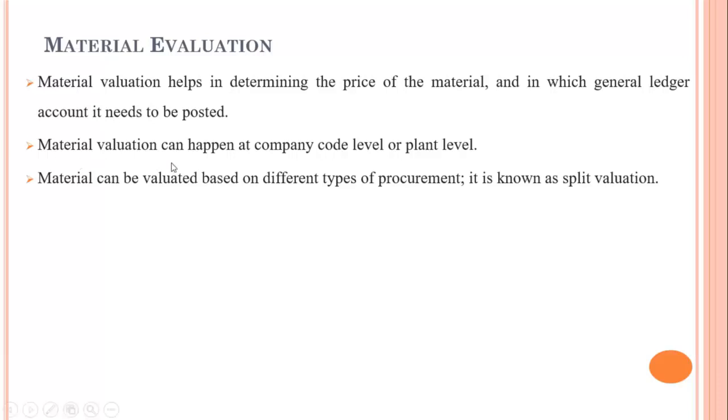Second, material valuation can happen at company code level or plant level. It can be evaluated based on different types of procurement, which is called split evaluation. That means it is evaluated by splitting into a number of parts. That is basically split evaluation.